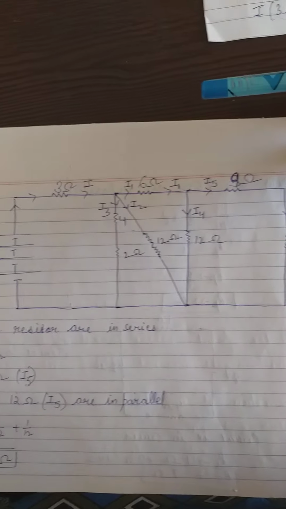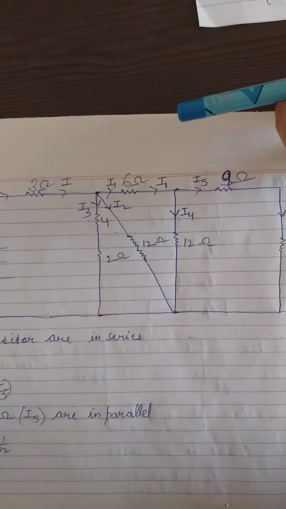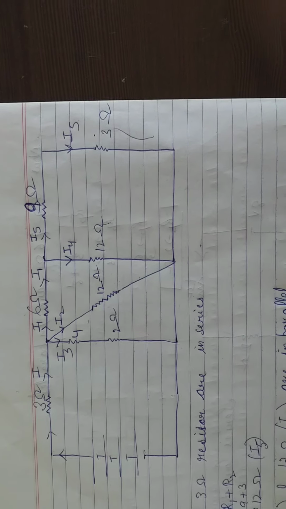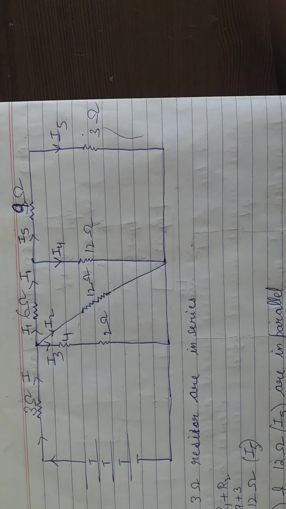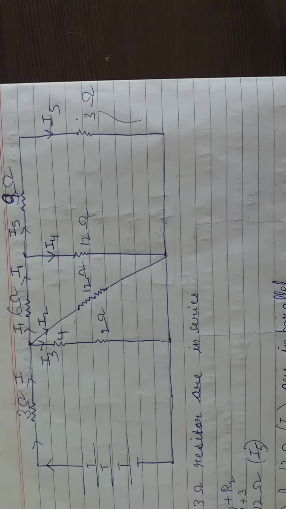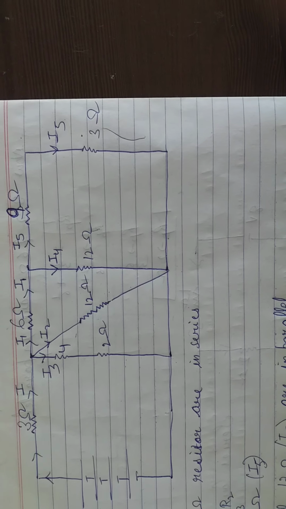Now please note this diagram. It is looking complicated, but it is a very simple diagram. See this diagram. 3 ohm, 6 ohm, 9 ohm, 3 ohm, 12 ohm, 12 ohm, 2 ohm, 4 ohm, I3. There are two resistances.